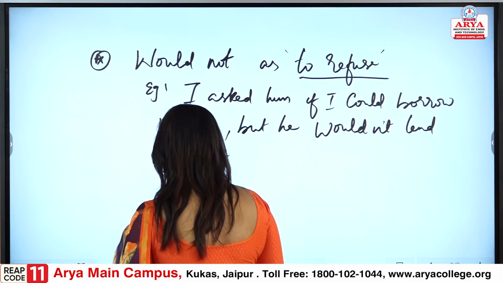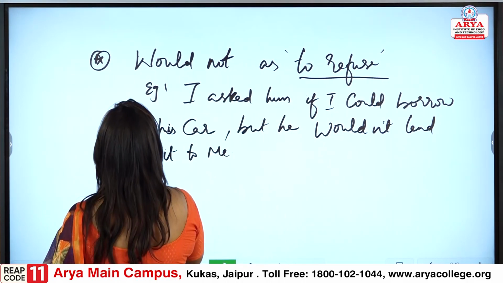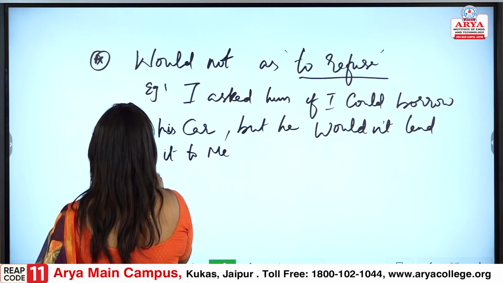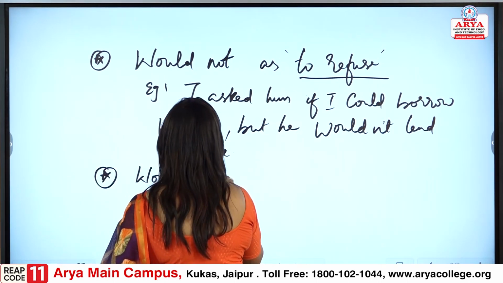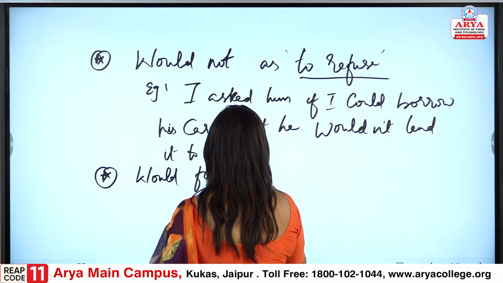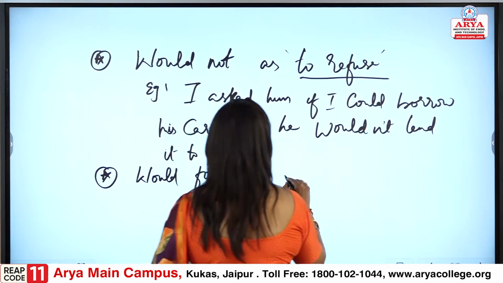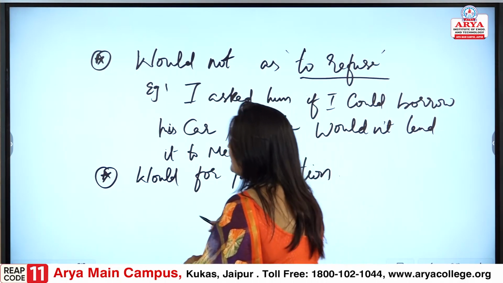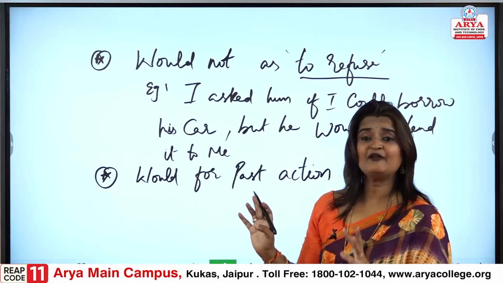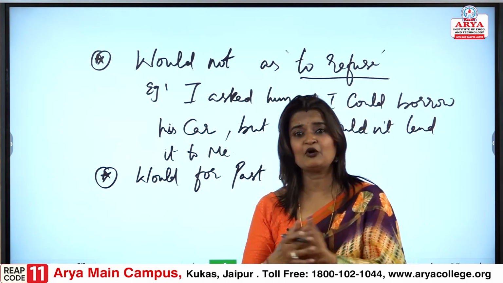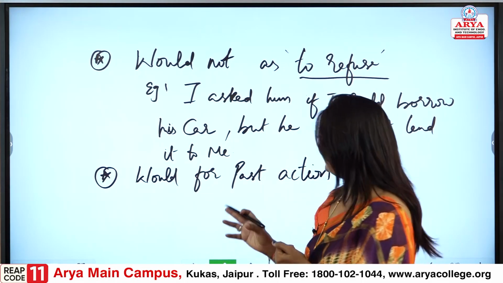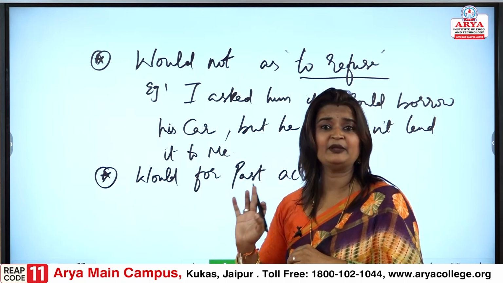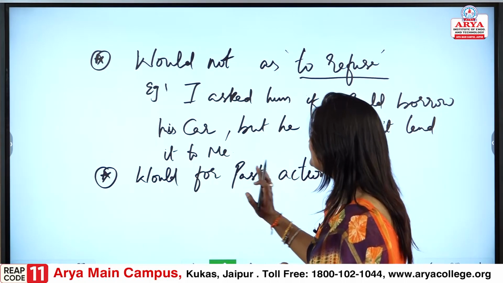Now let us understand one more point. Again please remember, guys, would is used for past actions. This we have already learnt. So please remember, would is for past actions. I would have done, it is about the past. So again, one clear point we remember: would is used for past actions.